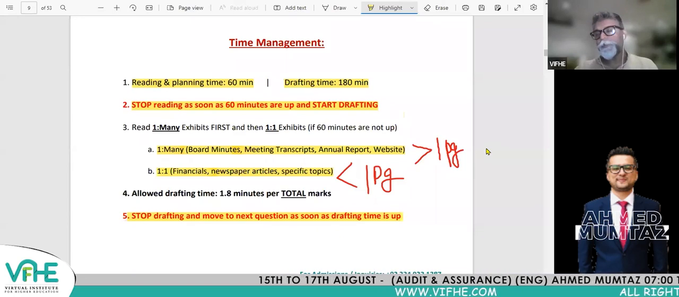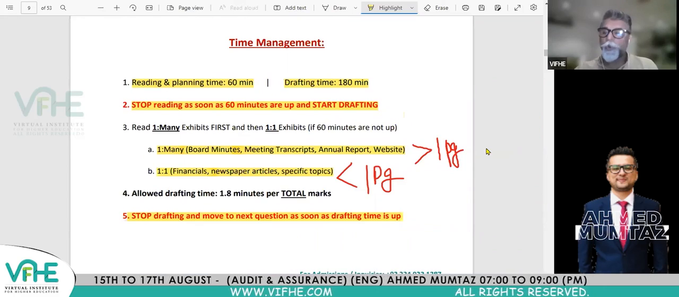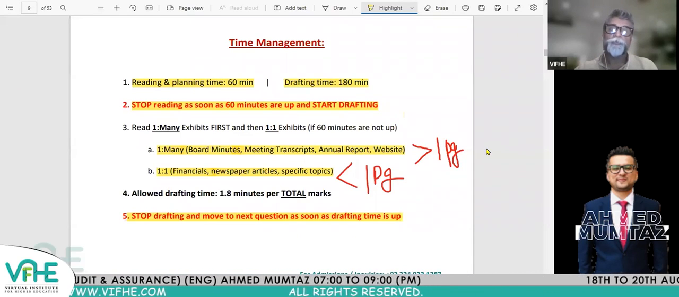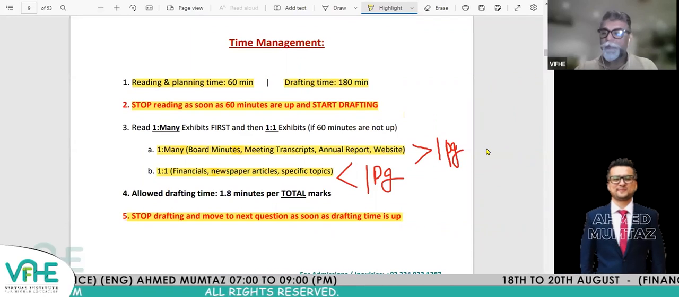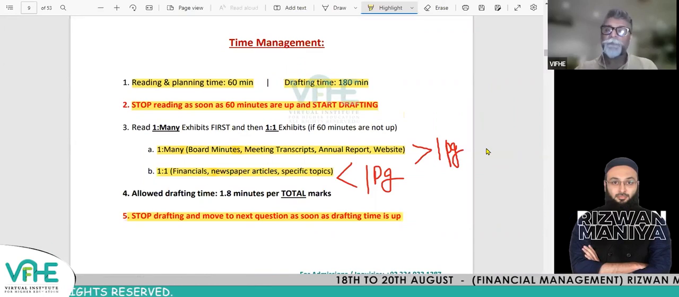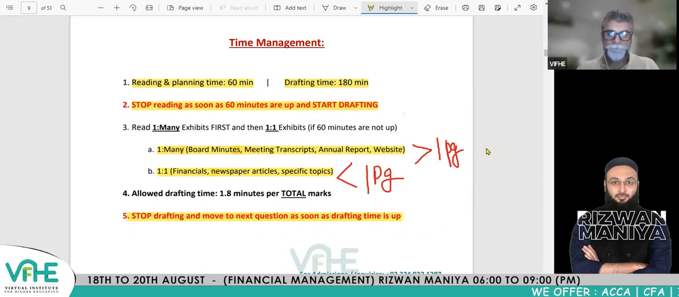Same for drafting, you will use 1.8 minutes per mark, and you are not allowed to overspend. You're not allowed to overspend time on any particular question. If it is incomplete, doesn't matter, leave some space, move on to the next question. In the end, you can always try and come back if you are left with certain time.